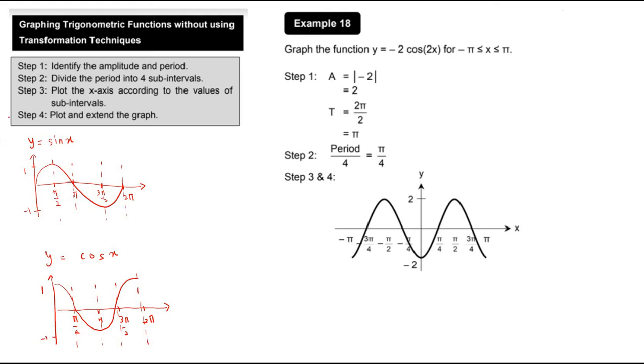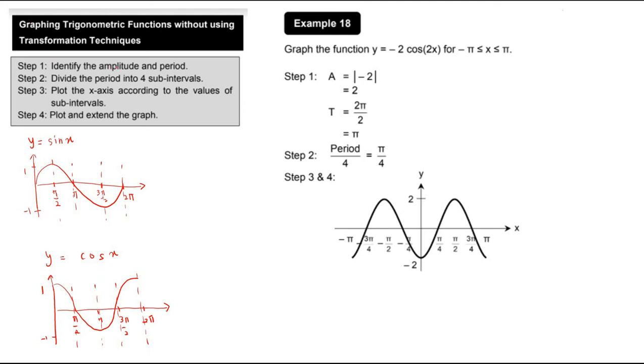So, the next subtopic under 4.2, graphing trigonometric function without using transformation technique. There are 4 steps involved. Step number 1, identify the amplitude and period. So, again, this is the amplitude, 1, negative 1. Period is the size of one complete cycle. So, this one, the period is 2 pi. And this one, the period is also 2 pi. These two are the standard graph of trigo function for y equals sine x and y equals cos x.